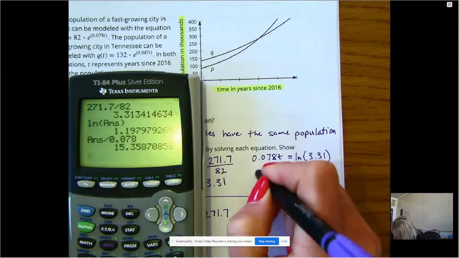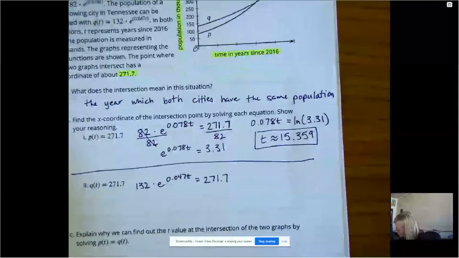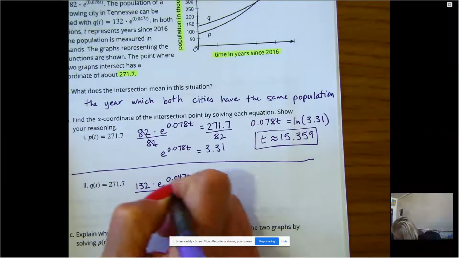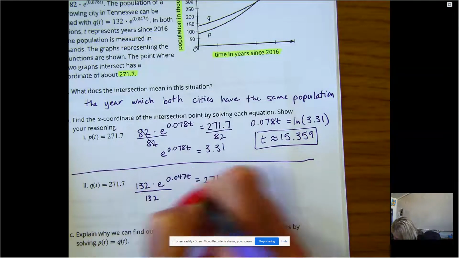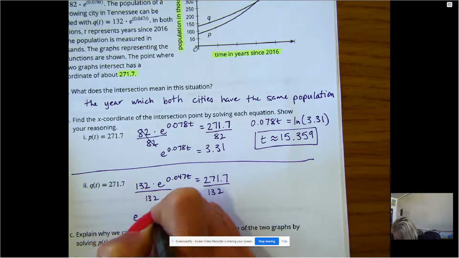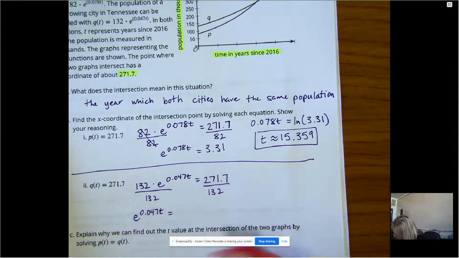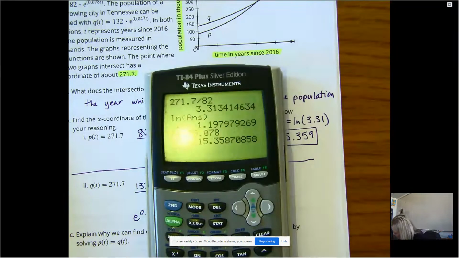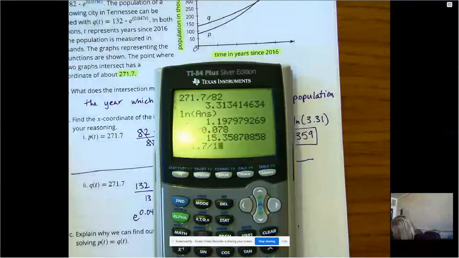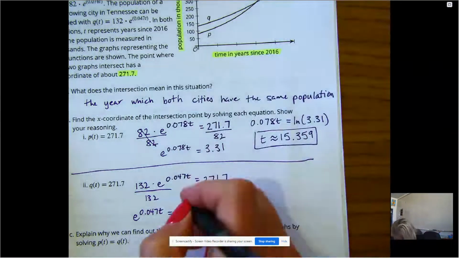359. Okay? So that's for the town in Texas. And then the town in Tennessee, follow the same steps, divide by 132. And so e to the 0.047t is equal to 271.7 divided by 132, approximately 2.06.